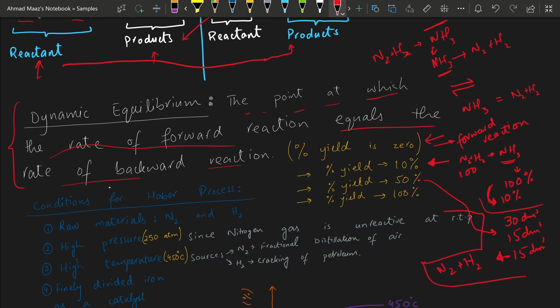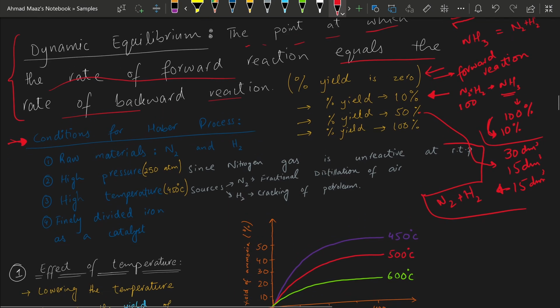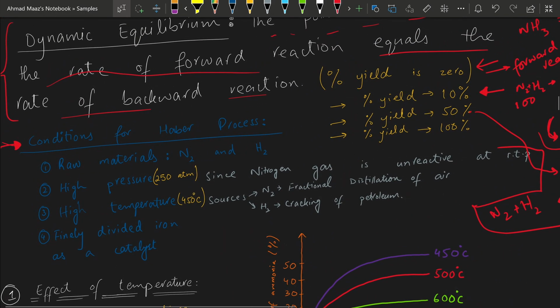Now, there is a set of conditions that was proposed by Haber, which make this production of ammonia the most efficient and which give us the maximum possible yield of ammonia gas during the Haber process. And what are these conditions? Obviously, the raw materials are nitrogen and hydrogen. Nitrogen is obtained from fractional distillation of air, and hydrogen is obtained from cracking of crude oil.